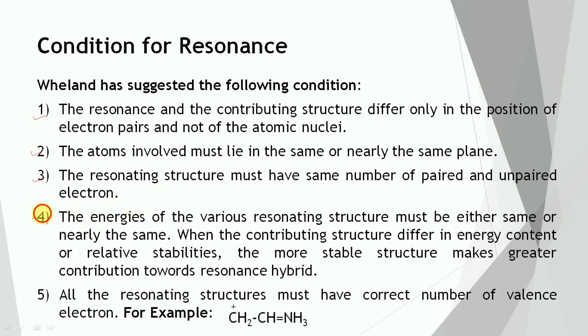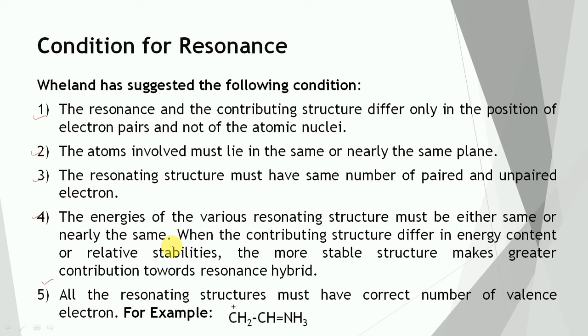Point number 4: the energy of the various resonating structures must be either the same or nearly the same. When the contributing structures differ in energy content or relative stability, the more stable structure makes greater contribution toward the resonance hybrid. Next point: all the resonating structures must have the correct number of valence electrons.